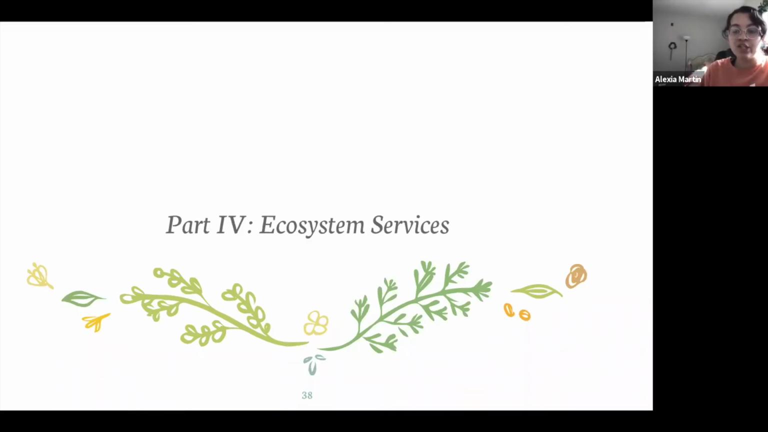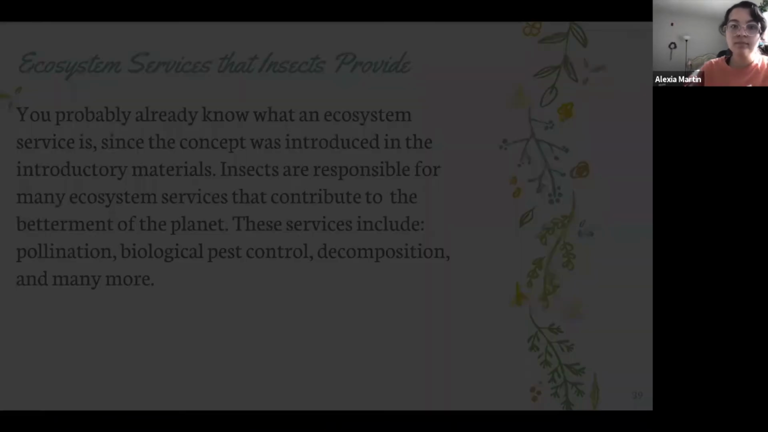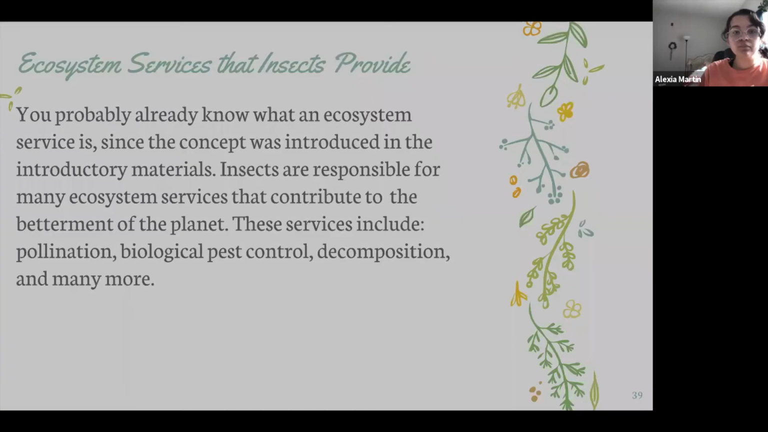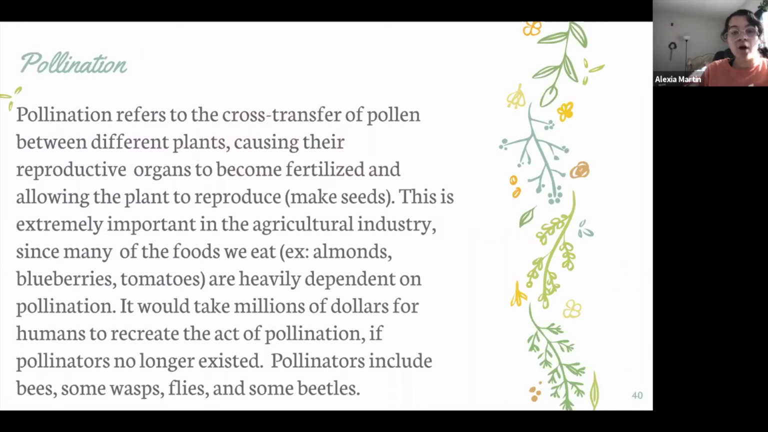We are now going to shift to talking about ecosystem services. So ecosystem services, you should already know what those are since they were talked about in the introductory modules. Insects are responsible for many ecosystem services that contribute to the betterment of our planet. Some of these services include pollination, biological pest control, and decomposition, and we'll take a closer look at all of those. So first, let's look at pollination.